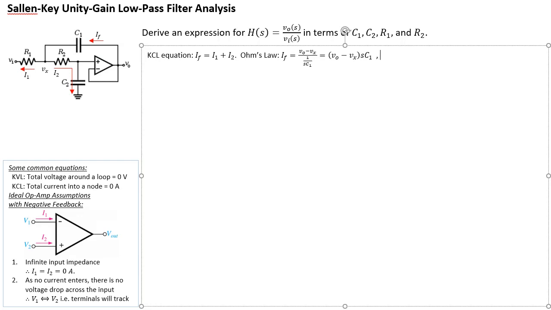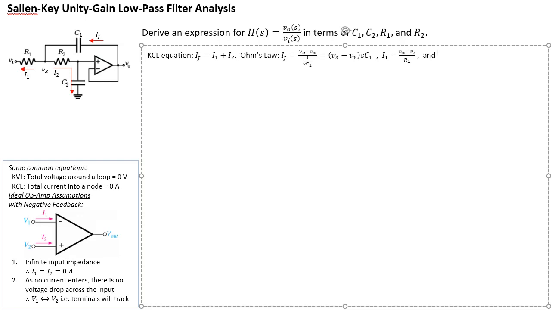Next, again using Ohm's law, I can define an equation for I1, because I1 is a current that flows from VX to VI. So I1 is equal to VX minus VI, divided by R1. That's done for I1. And finally, I can write I2 in a similar way.